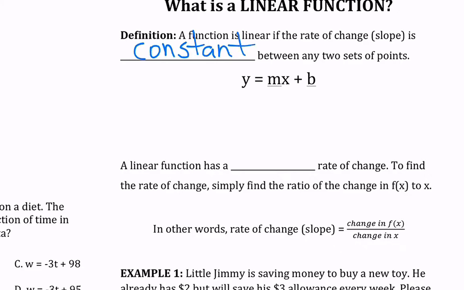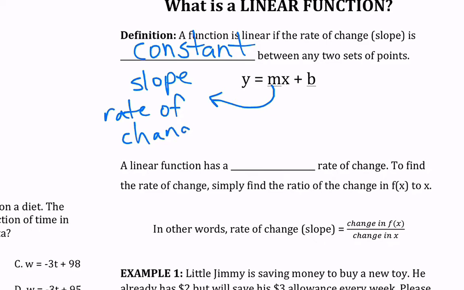Okay, then we have our equation y equals mx plus b. So that m and that b are very important, so we need to understand what the m represents and what the b represents. Off of m, we need to know that m is known as slope, aka rate of change. So slope is m, also known as rate of change.